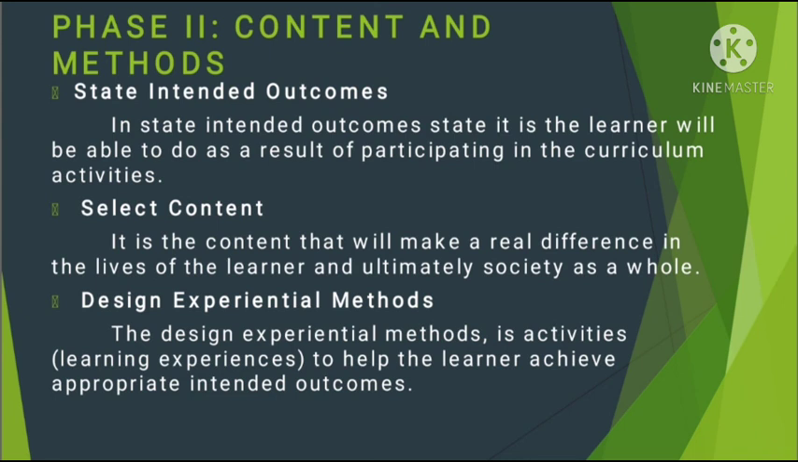At this point, the primary questions in select content are: if the intended outcome is to be attained, what will the learner need to know? The other one is what knowledge, skills, attitudes, and behavior will need to be acquired and practiced. So, those are the primary questions in selecting content.